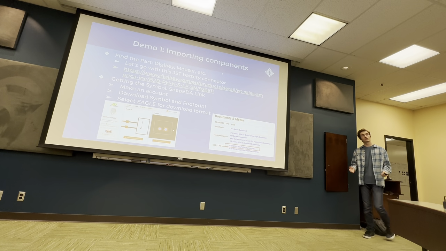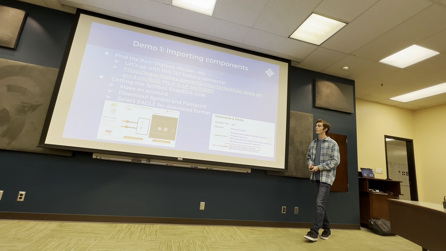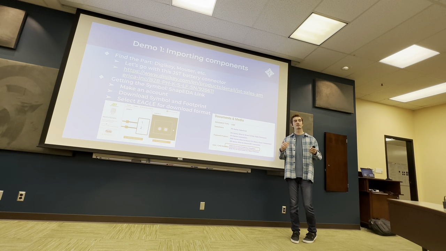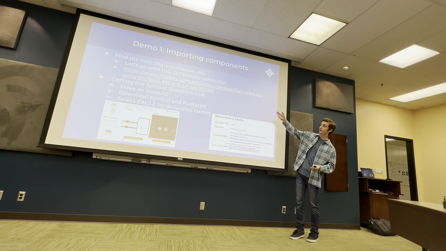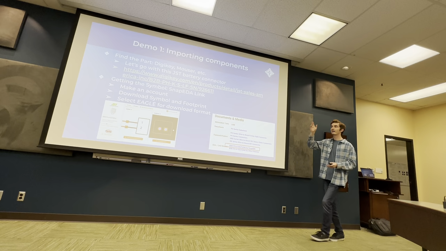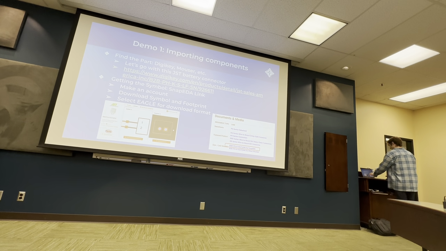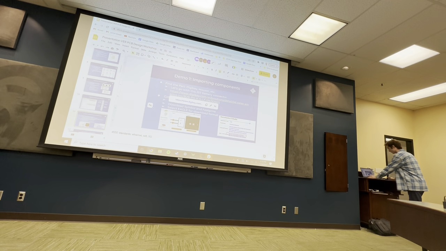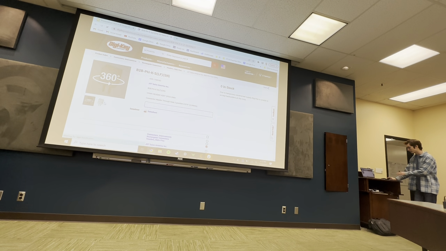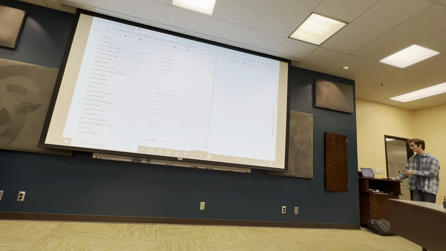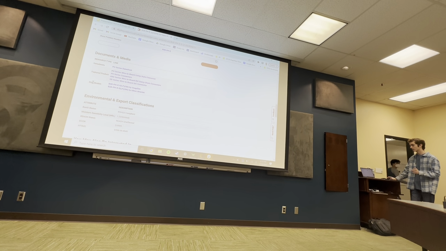Okay, so now we are going to start our first demo. What we're going to do is import a part into our schematic. So let's say we have some part in mind that we want to use. Here we're going to use a JST battery connector. Let me actually walk you through this. We're going to go to DigiKey or Mouser or any of these large electronic suppliers, and in our part page, it's going to look something like this. And if we scroll down, we'll see something called EDA models.